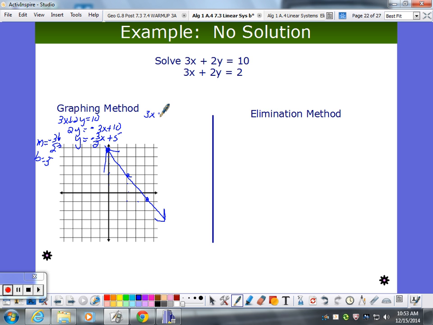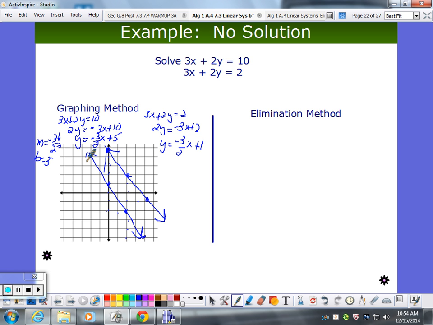So let's see. 3x plus 2y equals 2. So 2y equals negative 3x plus 2, subtracting the 3x. Divide everything by 2. Plus 2 over 2 is 1. I go to 1. Same thing. Down 3, right 2. 1, 2, 3.